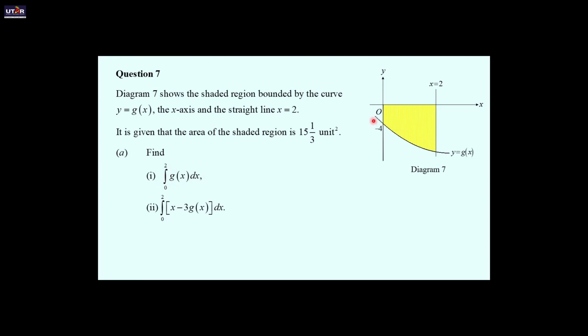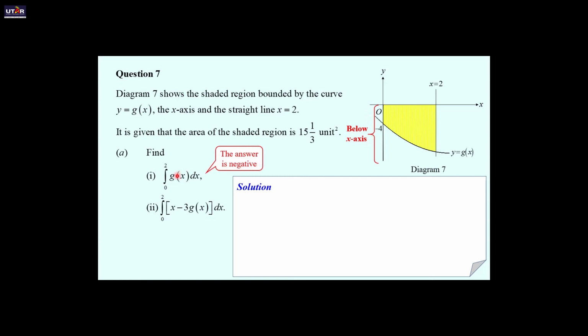From diagram 7, you observe that the curve y equals g(x) is below the x-axis. Therefore, the integral from 0 to 2 will give you a negative value of the area. So from here, we obtain the answer negative 15 and 1/3.